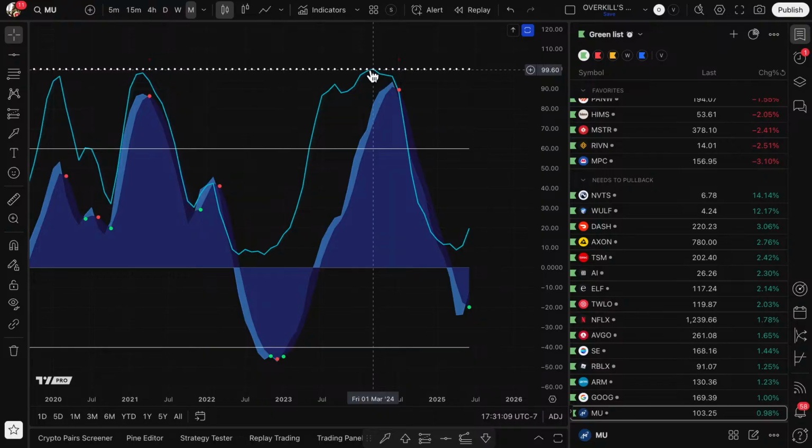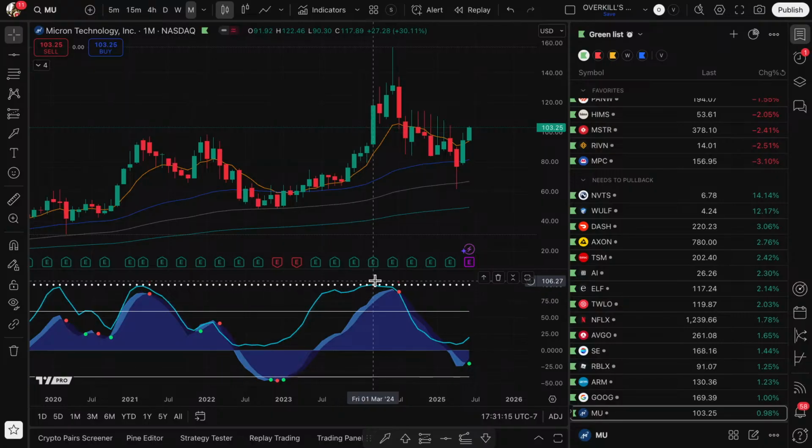So where we want to look to sell is when this thing comes up here and touches that white dotted line there on the monthly chart. Those are my two places where I like to sell. Okay, right there it happened in March. You can see the price was right here around 120. It went up to 160.